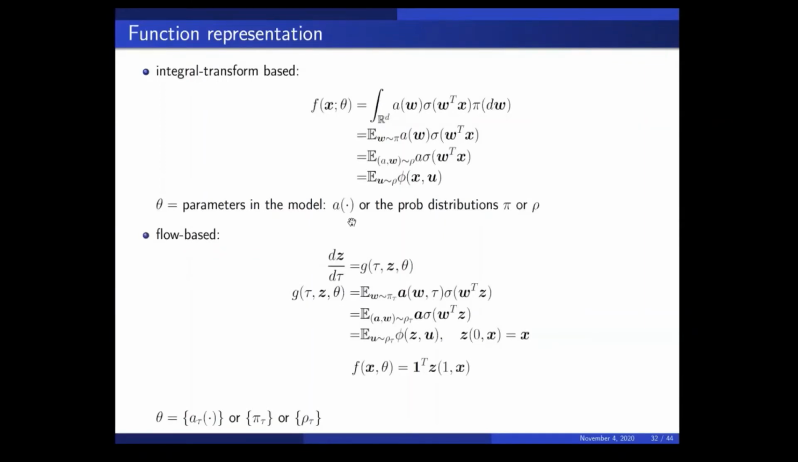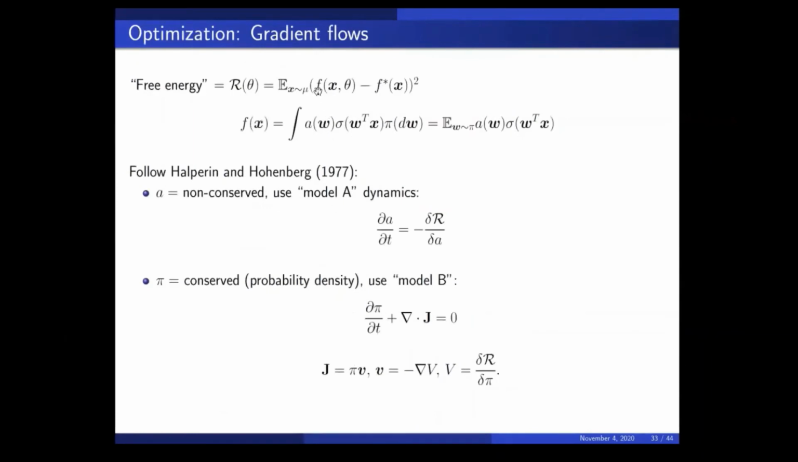Anyway, suppose we now have represented the functions by this kind of expression, and the parameters are the probability distribution rho. Here, the parameters are one family of probability distributions rho tau. We're going to choose these parameters in order to minimize the population risk, which is this quantity. That's the definition of population risk. The question is, how do we define gradient flow dynamics to minimize this population risk?